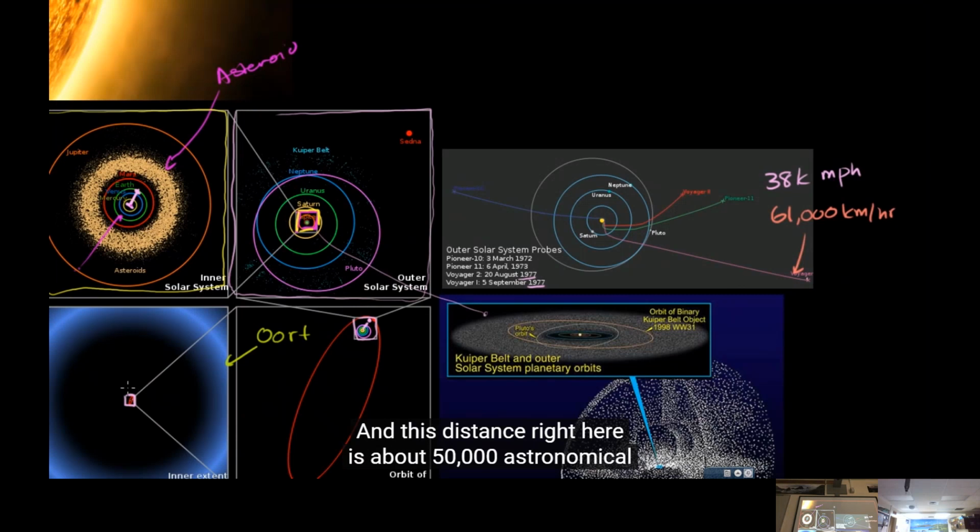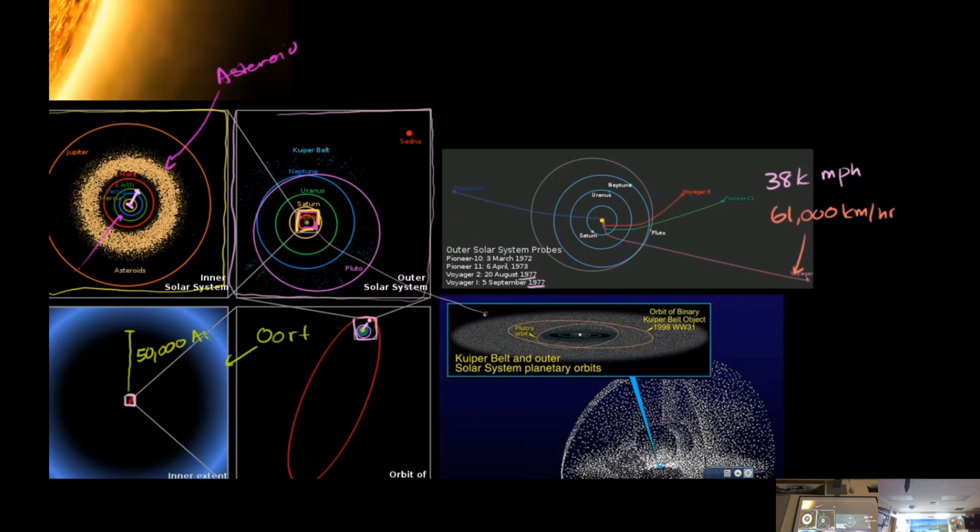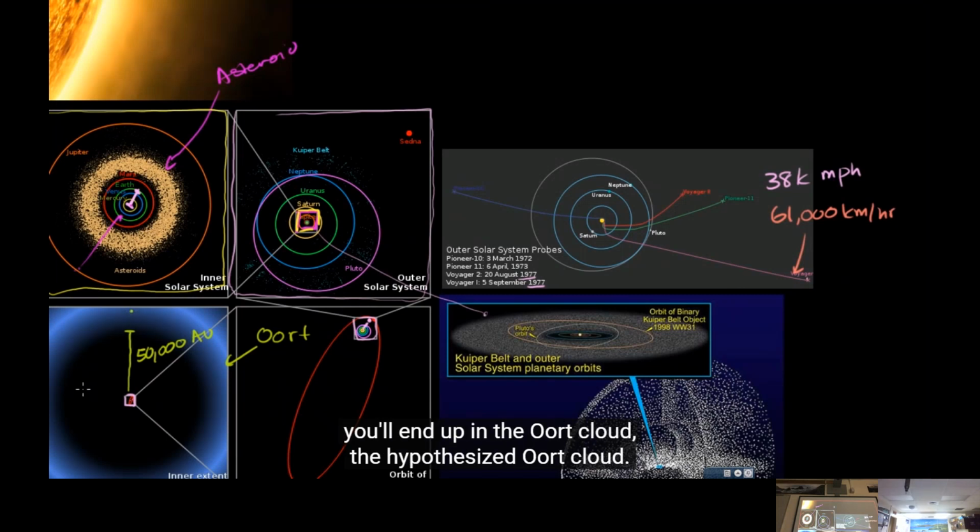And this distance right here is about 50,000 astronomical units. And just to give a scale, because you hear a lot about light years and all of that, light years are about 63,000 astronomical units. So if you go a light year out from the sun, you'll end up in the Oort cloud, the hypothesized Oort cloud.